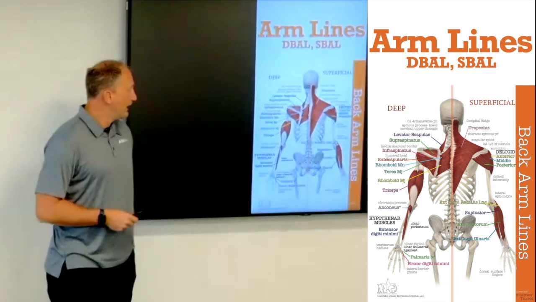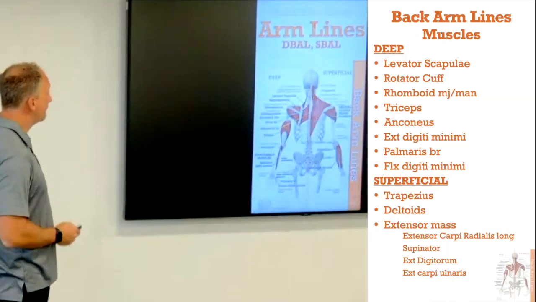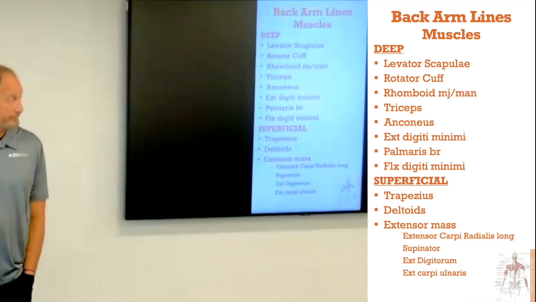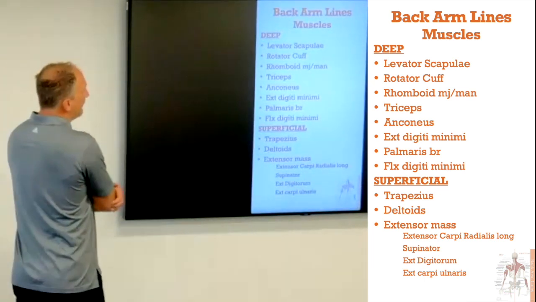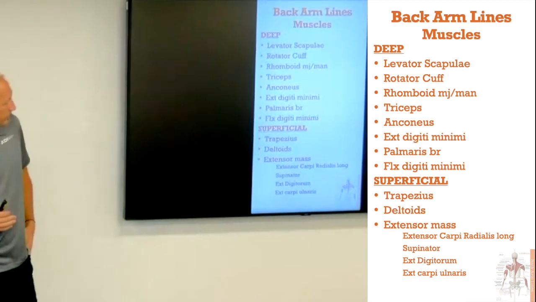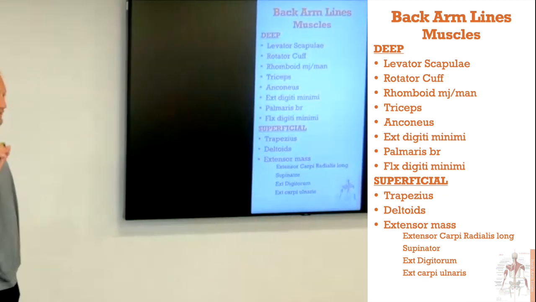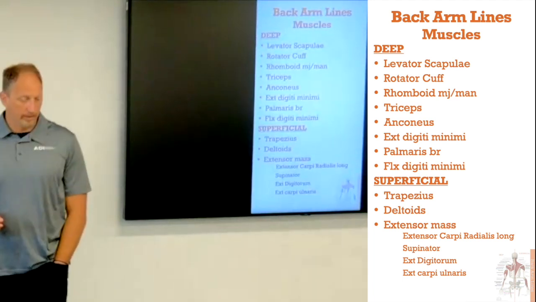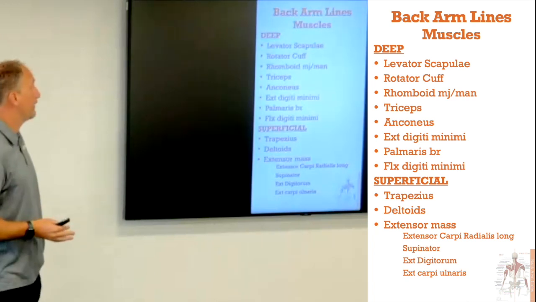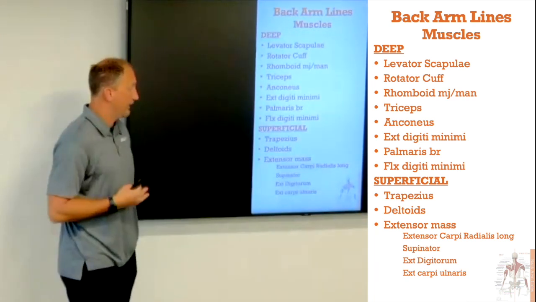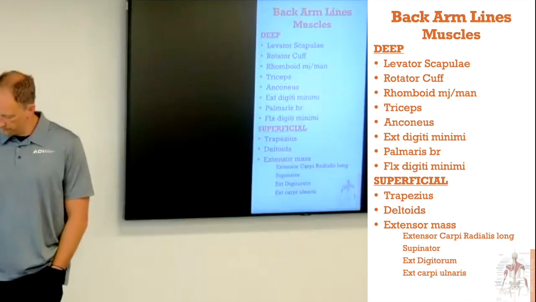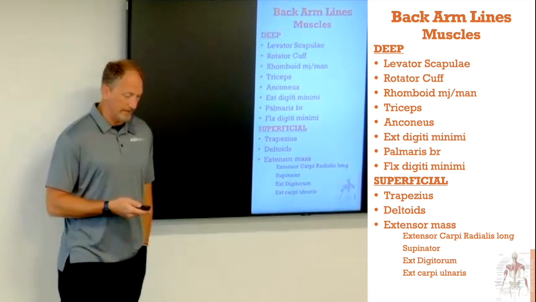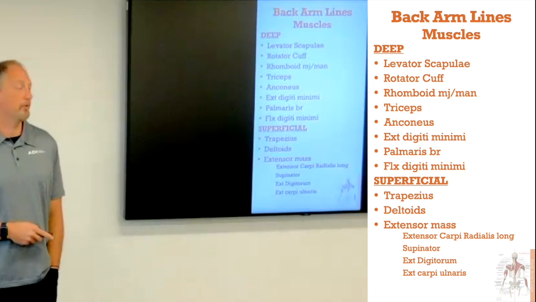Deep back arm line, again, superficial and deep. On the backside, levator scapula, the rotator cuff, both of our rhomboids, triceps, a little bitty muscle, the anconeus, and then we get into the extensors. Deep back arm line takes us to the pinky side. Superficial back arm line, not very much here, just your traps, just your delts. There's 5 sections of your traps and 3 sections of your delts, and then the extensor mass off the lateral epicondyle, that take us down into the thumb side of the hand one more time.